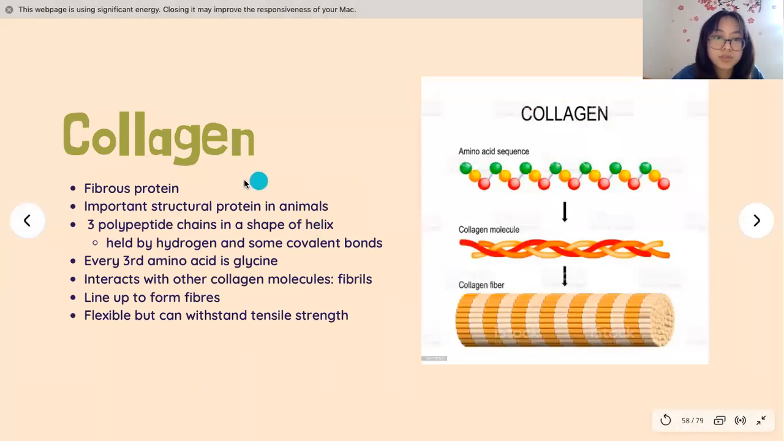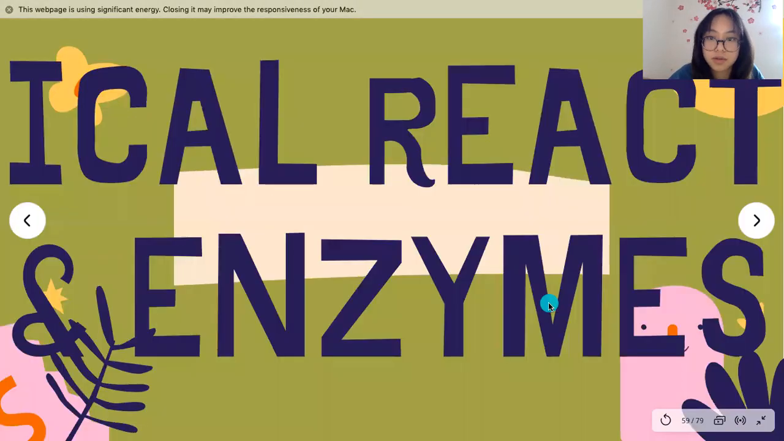So this is collagen, which is an example of a fibrous protein. It's an important structural protein in animals. It has 3 polypeptide chains, as you can see here, in the shape of a helix. Every third amino acid is glycine, which is the smallest amino acid, and it interacts with other collagen molecules. It's very flexible and can withstand tensile strength.